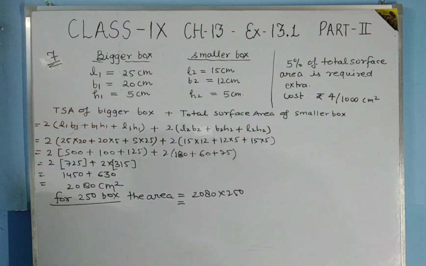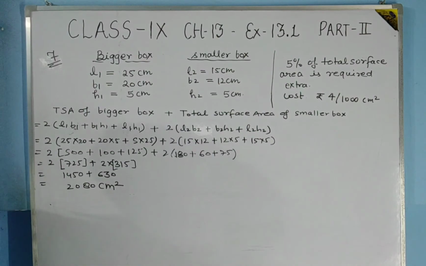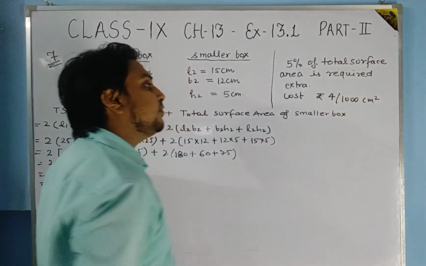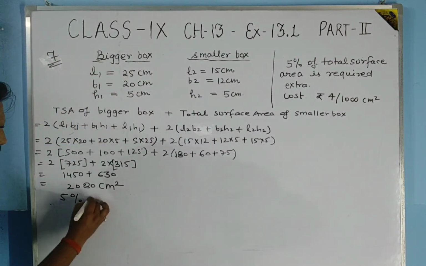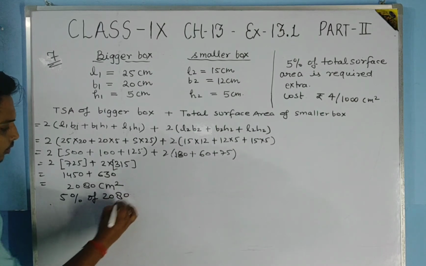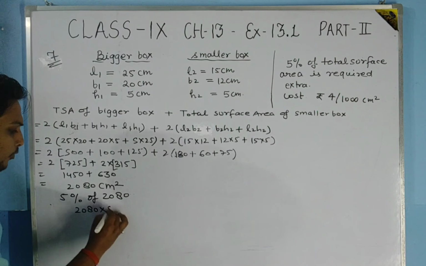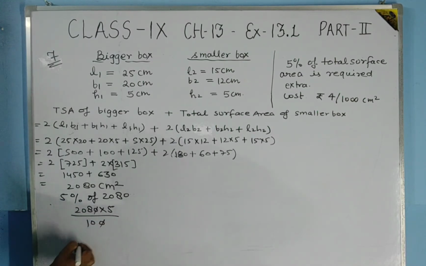But one more thing, students. Before doing this, we have to calculate the extra amount. It is said in the question that 5% of the total surface area is required extra. So 5% of 2080. How much will it be? 2080 into 5 upon 100. So the 0 and 0 will be cancelled out. 5 twos are 10, and it will cancel 4 times.